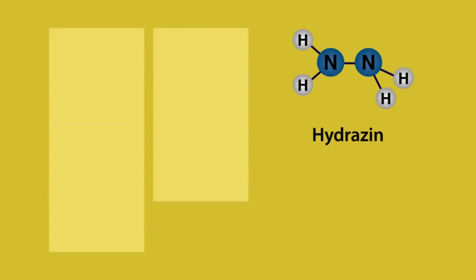Firstly, we have a column for each element: N for nitrogen, H for hydrogen. Then, under each element, we put the percentage composition by mass. So, that's 87.5% for nitrogen and 12.5% for hydrogen.